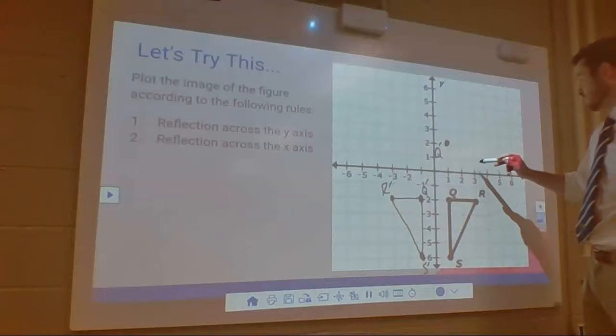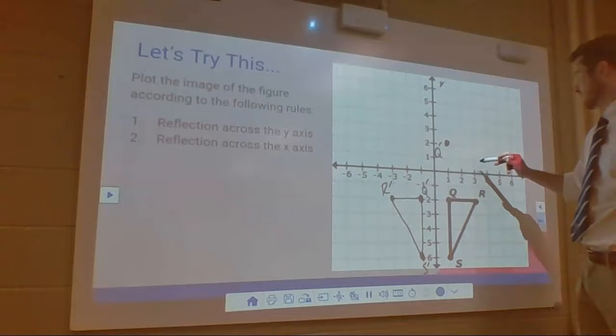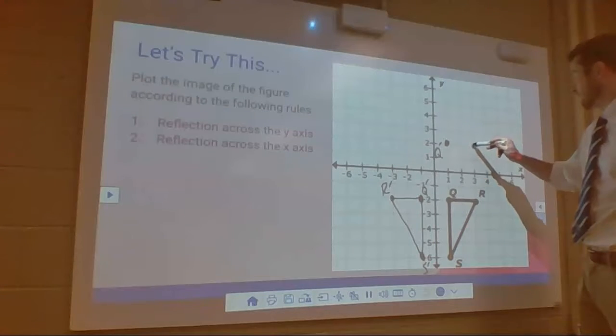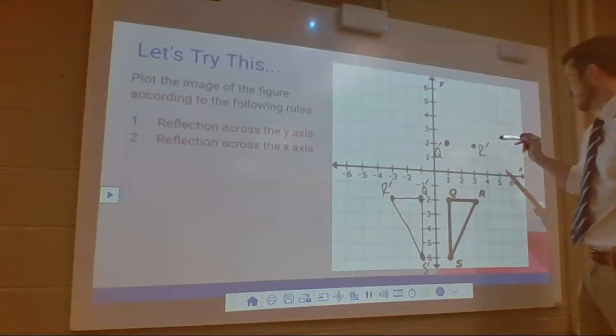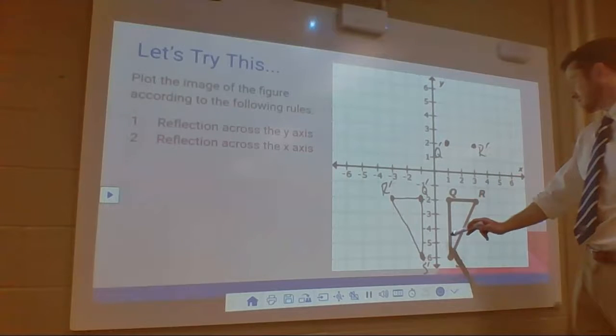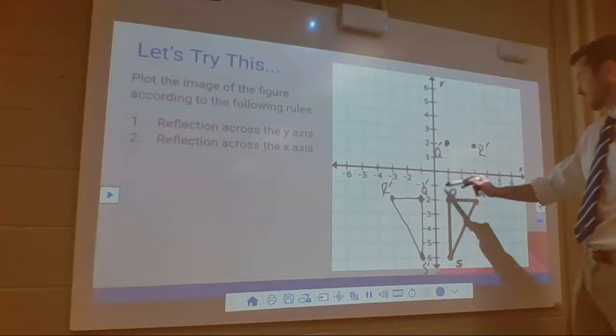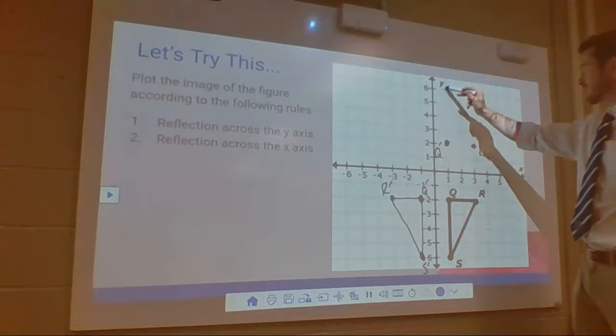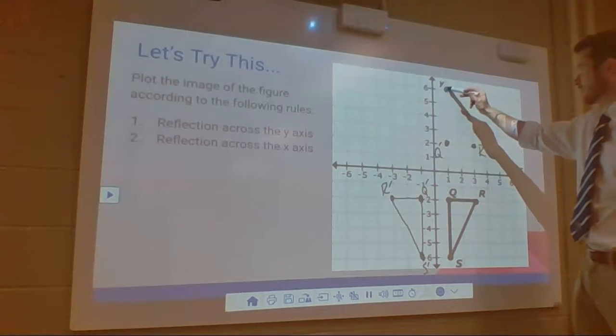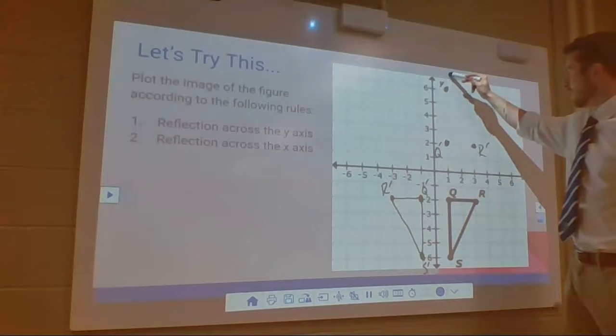Point R is also 2 units away from the x-axis, so R prime is going to be 2 units away on the other side. Point S is 6 units away from the x-axis, so we're going to go 6 units away here. And we'll have S prime.